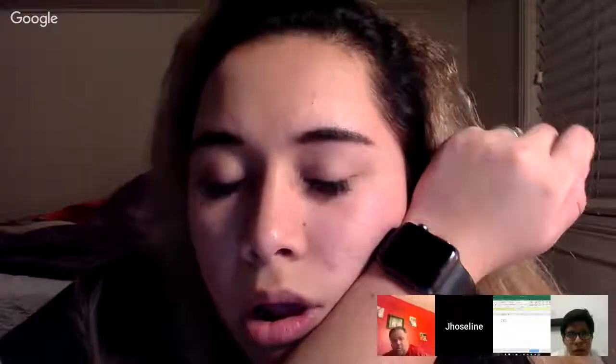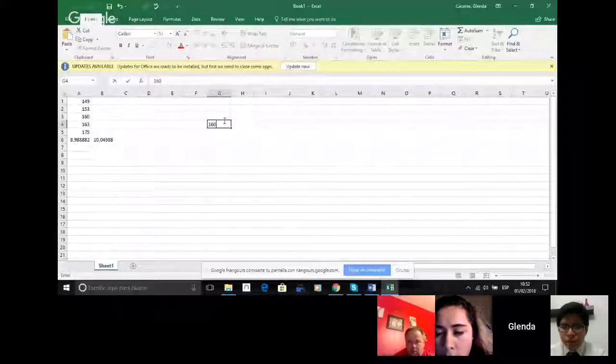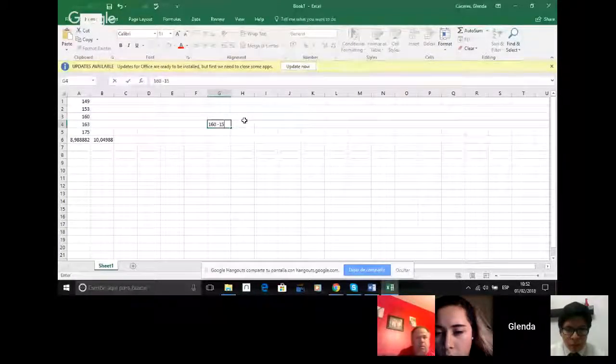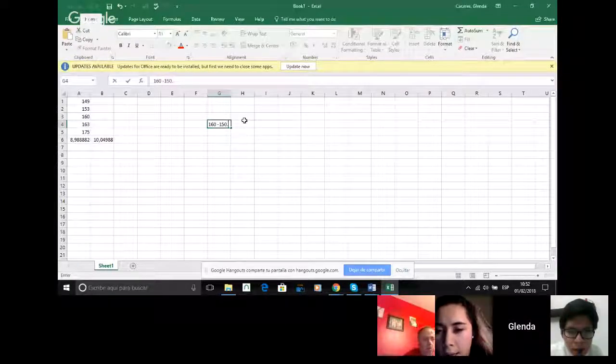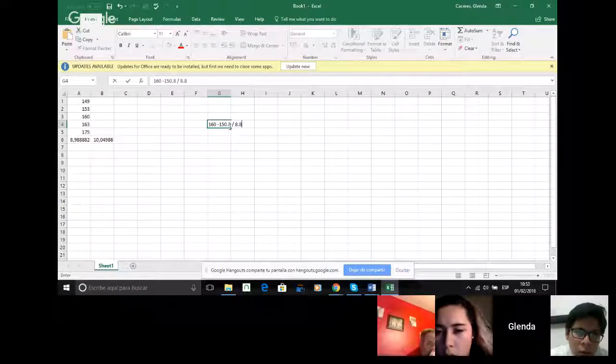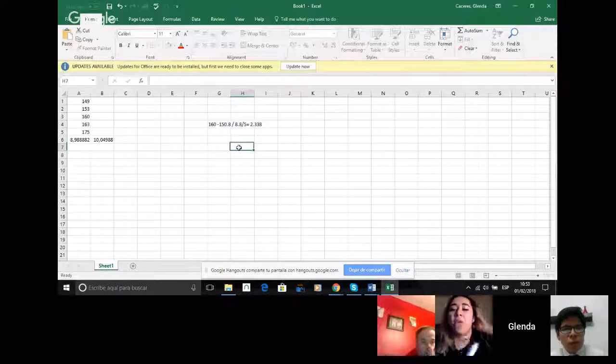So I put 160, which is the value, minus the mean that is 150.8. And then it's going to be divided by 8.8, which is the standard deviation. But this is going to be divided by the square root of the number, which is 5. I don't know how to put the square root in Excel. And you're going to get 2.338. I don't know if you guys understood that.